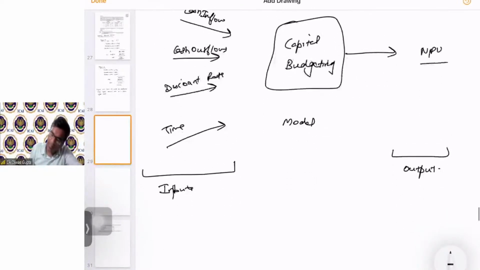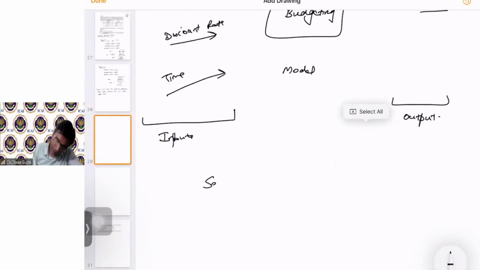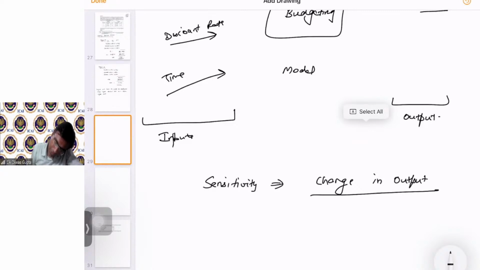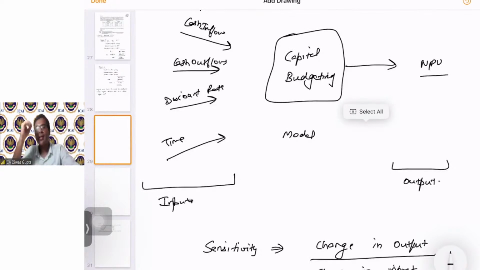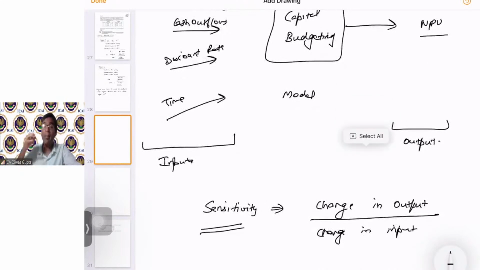Now, what is sensitivity? So sensitivity means the change in output in relation to change in input. What if I change these inputs, let's say by 10%, I increase the cash inflow by 10%, I increase the cash outflow by 10%, I increase the discount rate by, let's say, 1%, I increase the time of the project from 4 to 5 years. What impact it will have on the NPV? That is called as sensitivity. What magnitude it will change in the output is called as sensitivity.